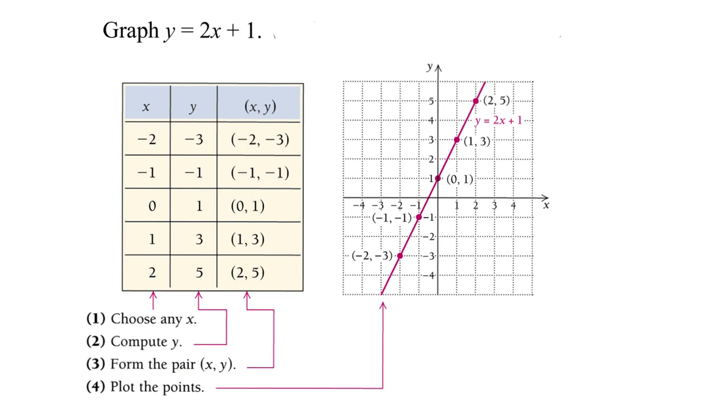We need to graph y equals 2x plus 1. We can make a table of values to graph this by finding the ordered pairs and plotting those points. And we can join them by a line.